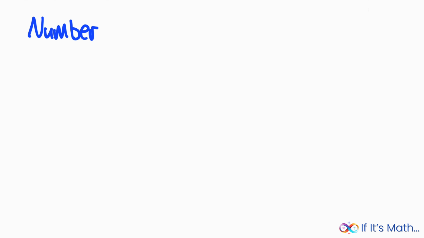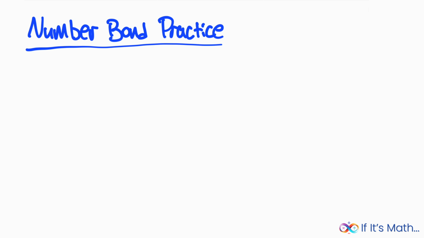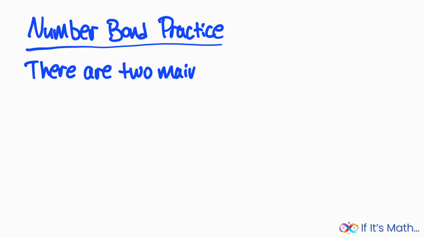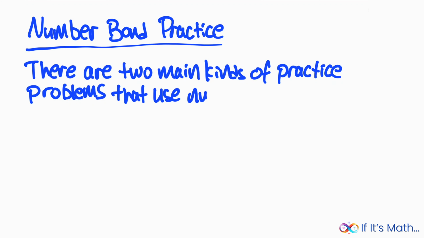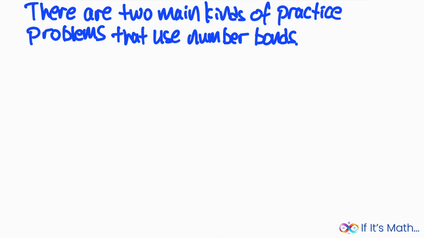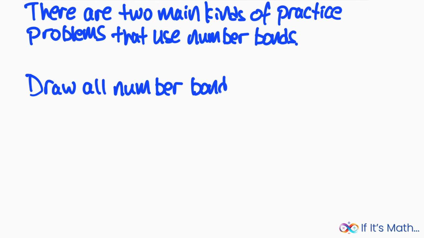Okay, so let's think about some practice problems that your kids might have looking at number bonds. There really are two main kinds of practice problems that you'll encounter that use number bonds. One type would be to give a number and ask for all the number bonds that make up that number. That's a pretty common one. So let's think about this example: draw all number bonds for the number 7.